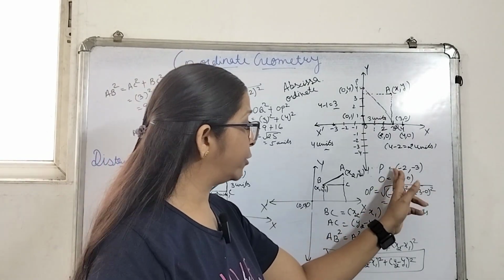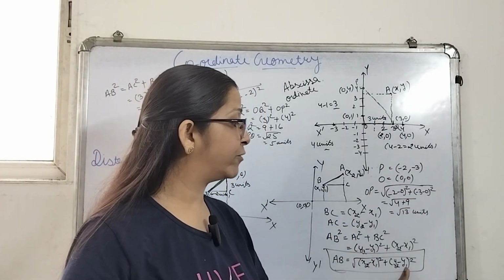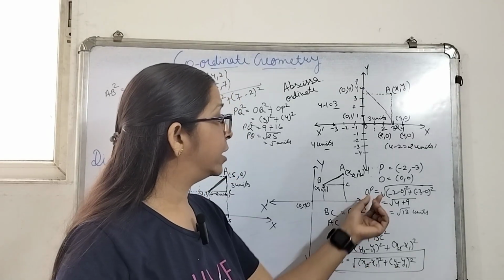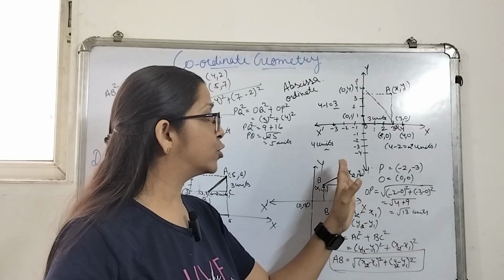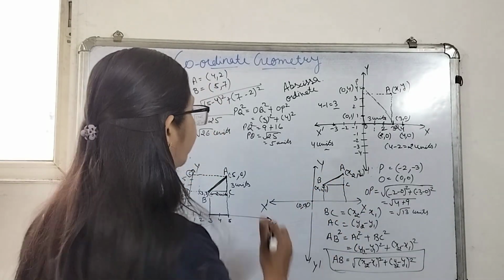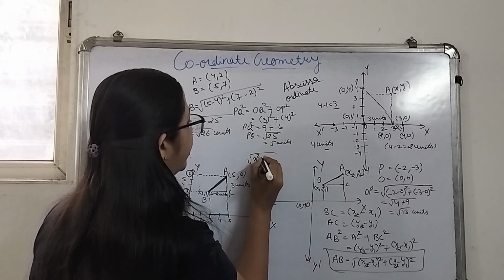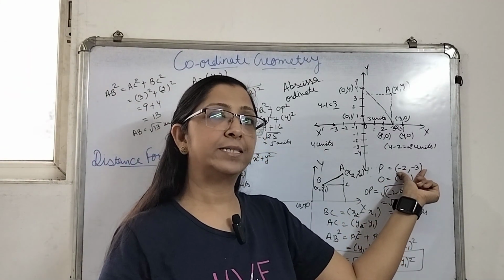Over here, if we replace x1 by 0 and y1 by 0, it gives us the distance from the origin. If there is any point in the plane with coordinates x and y, the distance of the point from the origin will be root of x square plus y square.